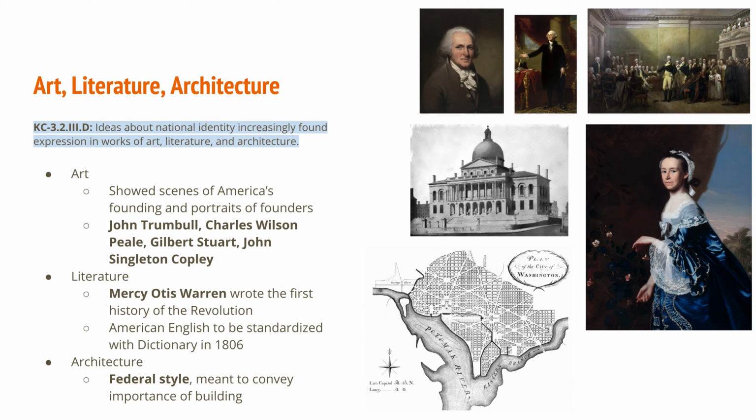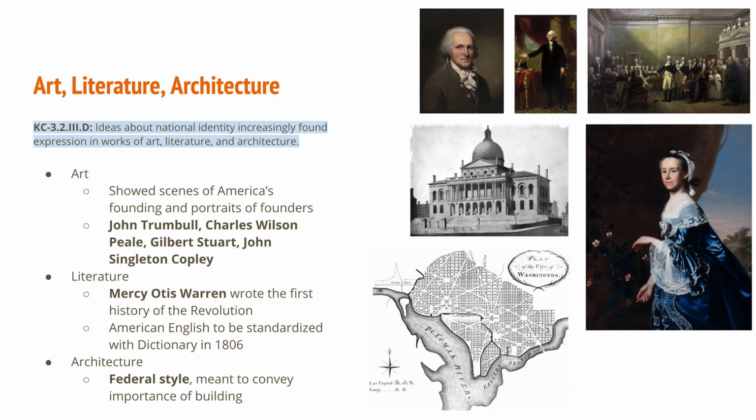Now, for arts, literature, and architecture, ideas about national identity were increasingly found in expressions in works of art, literature, and architecture. So art is the big one. We see American art coming to fruition here with artists like John Trumbull, Charles Willson Peale, Gilbert Stuart, John Singleton Copley, and all of these artists are really basing their subject matter in scenes of the Revolution, scenes in the early Republic. So in the top right here, you have Washington resigning his commission at the end of the Revolutionary War. That is painted by John Trumbull.